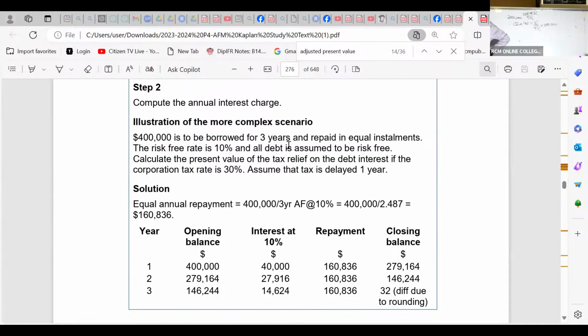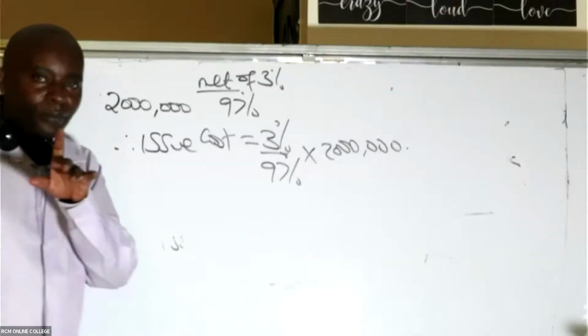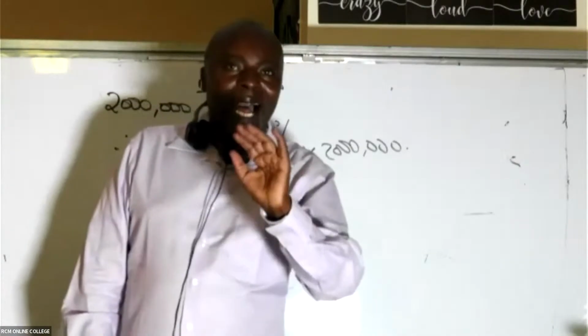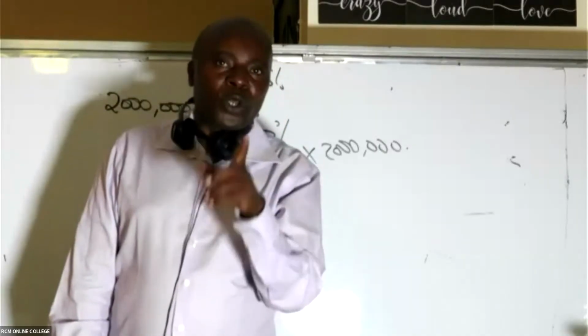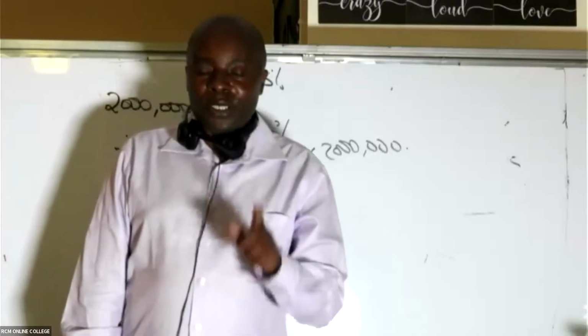So, ladies and gentlemen, what do you think this examiner is really after? Will they tell us that this 400,000 will be repaid in equal installments? It can't be 400,000 divided by 3. We have the factor of interest in this. Here, they want us to calculate this annuity and give them what we call a loan amortization schedule.